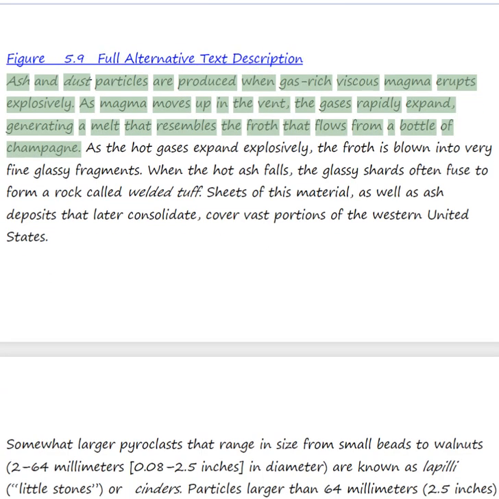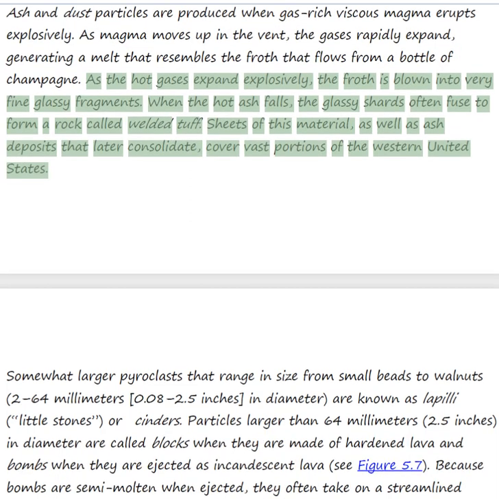Ash and dust particles are produced when gas-rich viscous magma erupts explosively. As magma moves up in the vent, the gases rapidly expand, generating a melt that resembles the froth that flows from a bottle of champagne. As the hot gases expand explosively, the froth is blown into very fine glassy fragments. When the hot ash falls, the glassy shards often fuse to form a rock called welded tuff. Sheets of this material, as well as ash deposits that later consolidate, cover vast portions of the western United States.